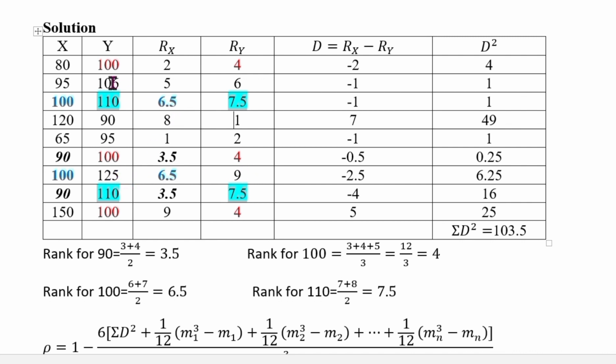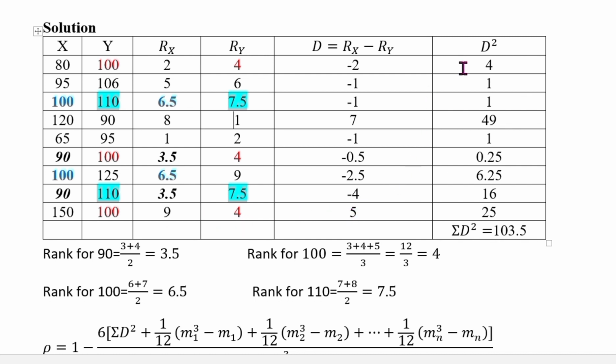So that's how we do the ranking for X and Y. After that, you now come up with this column here, which represents the difference between the two ranks. We have 2 minus 4 giving us -2, 5 minus 6 giving us -1, 6.5 minus 7.5 giving us -1, all the way up to 9 minus 4 giving us 5.